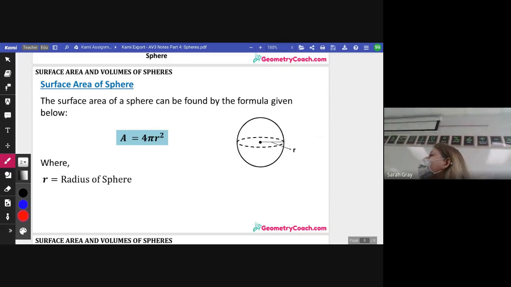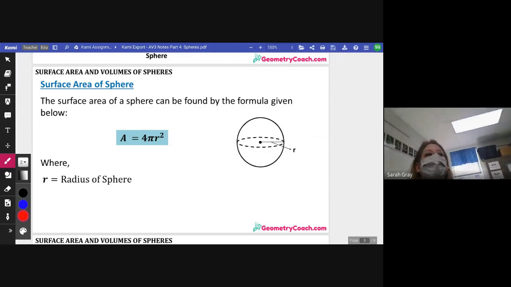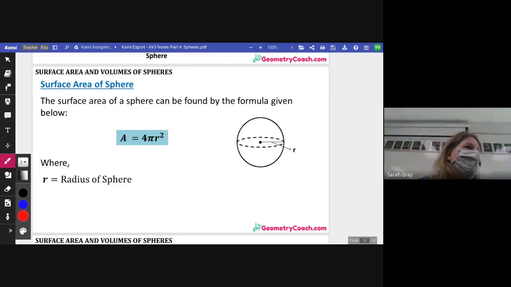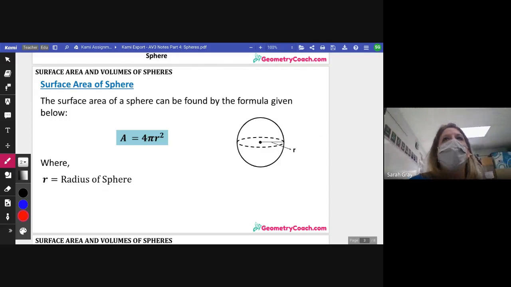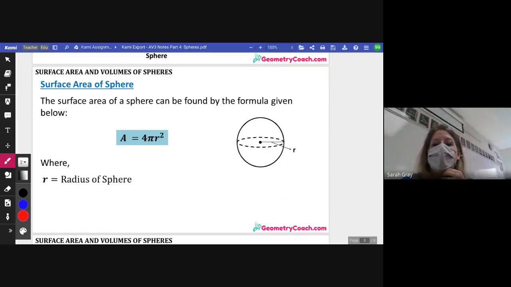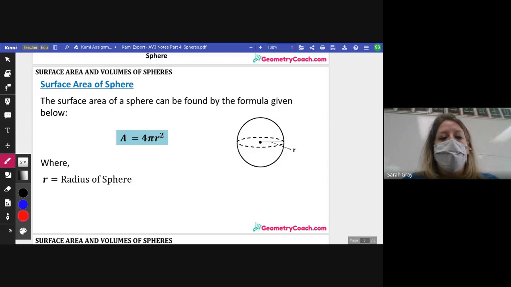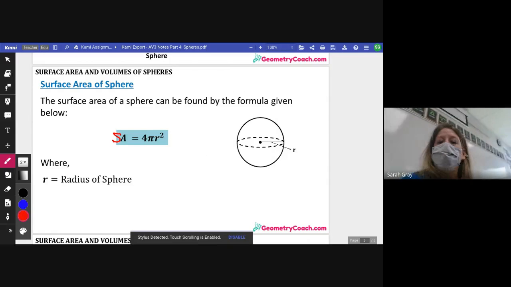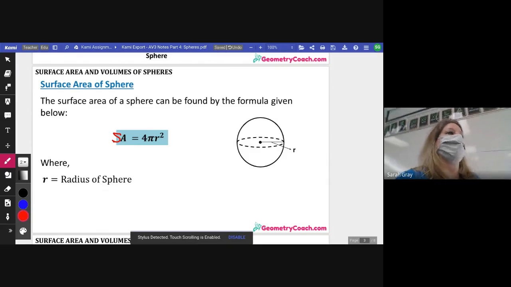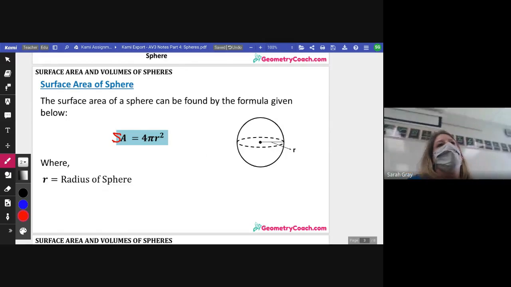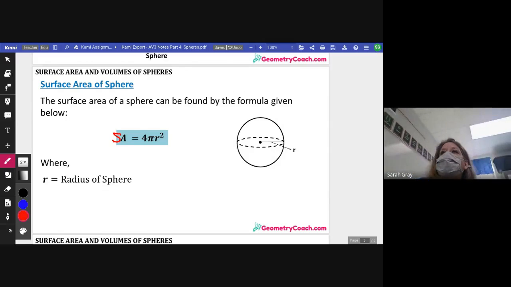All right. Sphere formulas don't go with any of the other ones, and they only work for spheres. So you just kind of have to know that these are what they go with. The formula for surface area is 4 times pi times radius squared. 4 times pi times radius squared.